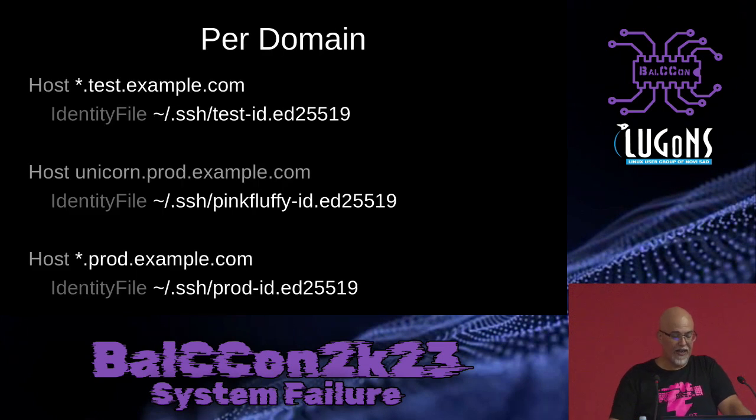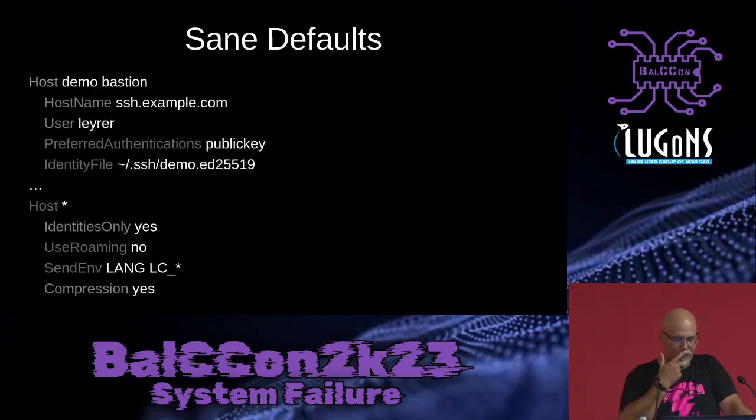As I said before, you can have per domain configuration, not only for identity files, for all other parameters as well. I like the unicorn thingy. And as I said before, you can have an asterisk for catch-all at the end.